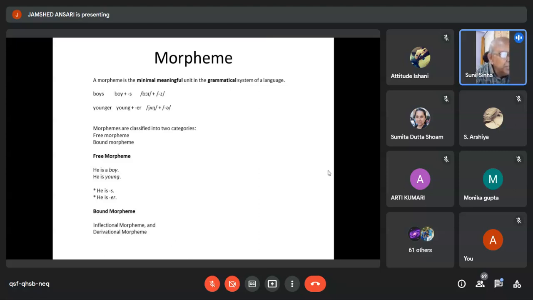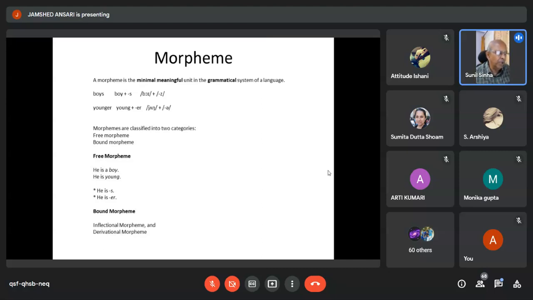Like, you can say she is young, but can you say she is a? No. A cannot occur independently in a sentence, but young can. Young is a morpheme that can occur independently in a sentence, and therefore it is a free morpheme. A is a morpheme but cannot occur independently. This morpheme has to be added to a free morpheme. A morpheme that is added to a free morpheme, that cannot occur independently in a sentence but has to be added to a word, is called a bound morpheme.